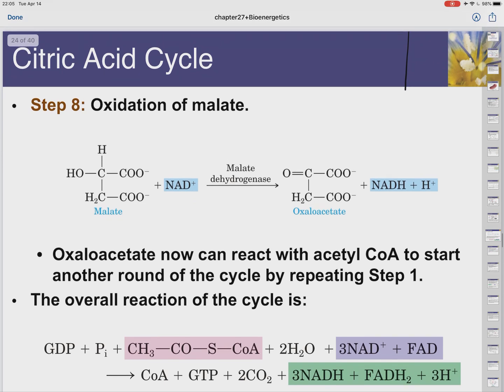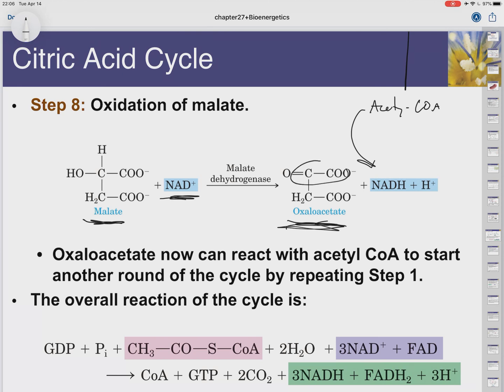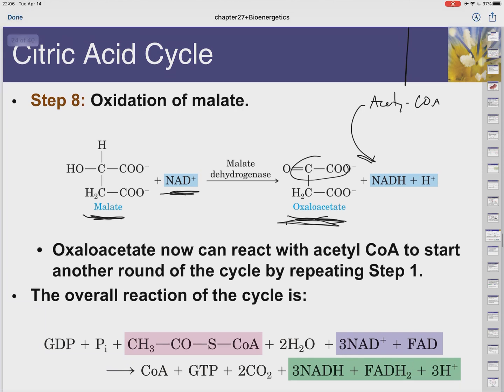And the last step here, malate is going to reduce NAD plus and itself get oxidized into oxaloacetate. So we've regenerated now the first molecule that reacted with our acetyl-CoA in the very beginning. And this process just repeats over and over and over. The next two carbons that get breathed out will probably be, if not the next round, the carbons that came in on this last sugar. And so this is how we generate all of those NADHs, the FADH2s, and the GTP.